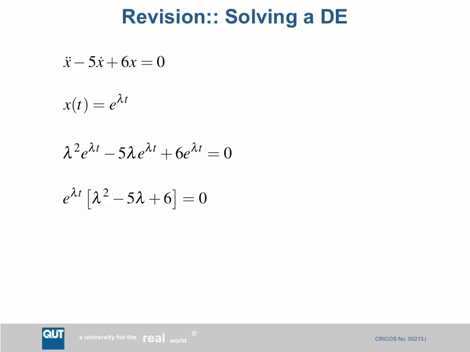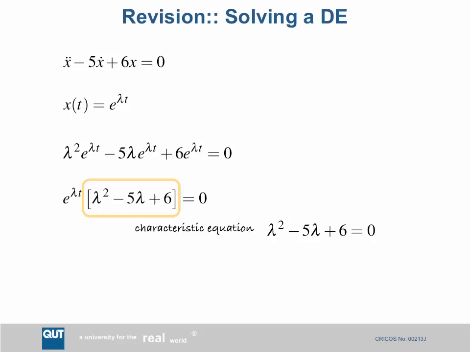Now, in order for this to be equal to naught, either of two things must be true. One is that e to the lambda t is equal to naught, and that will only be the case when t equals infinity. The other reason that this expression will be equal to naught is that the second term here, what's called the characteristic equation, is equal to naught.